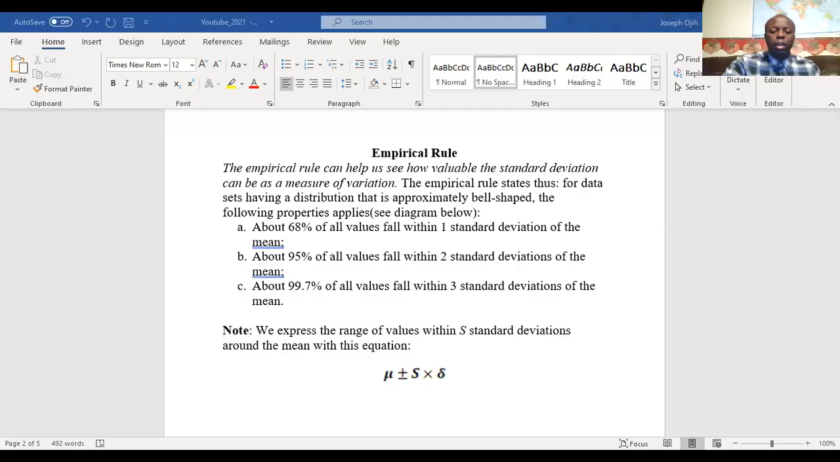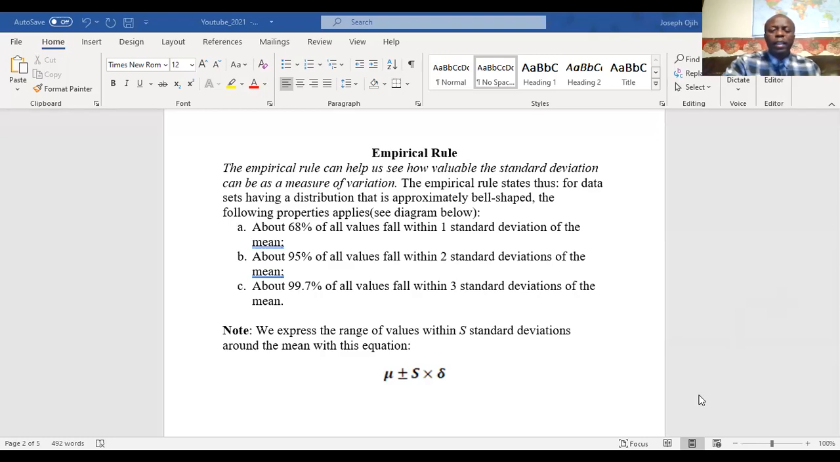Before we start, let me share my screen with you, because I'm sure you'll be asking yourself, what is he talking about? So I'm going to share my screen with you, and then we can begin working on the empirical rule. Make sure that you can see my screen. I think you can see it now.